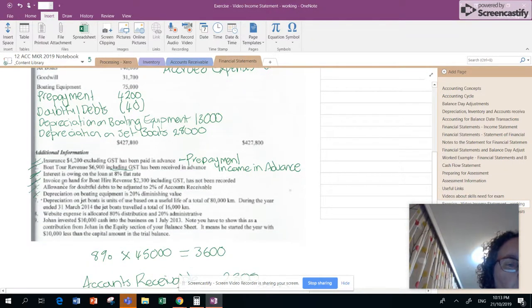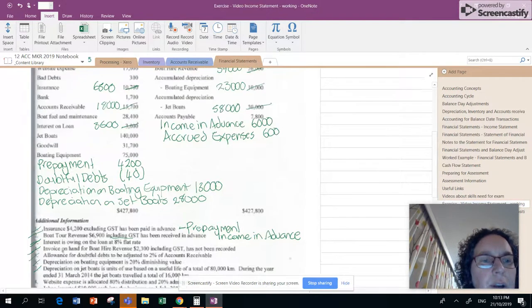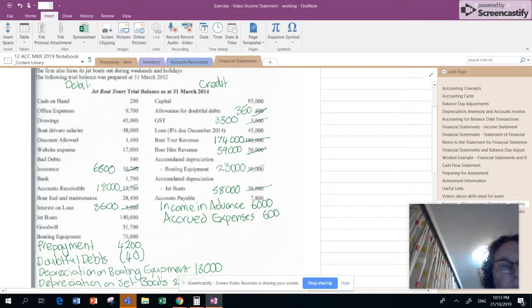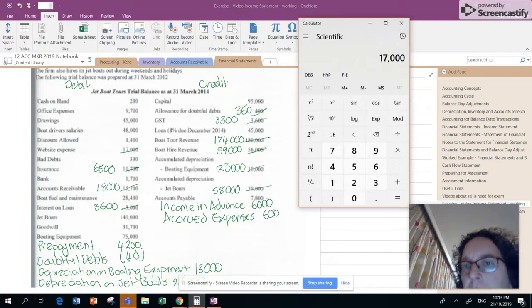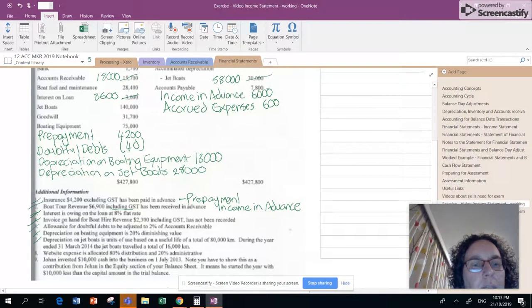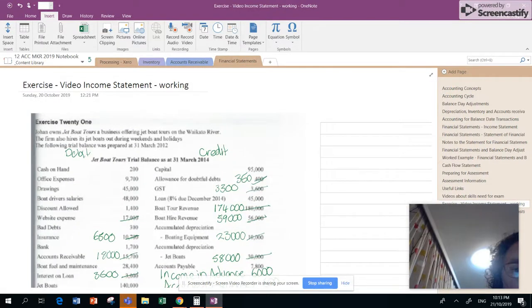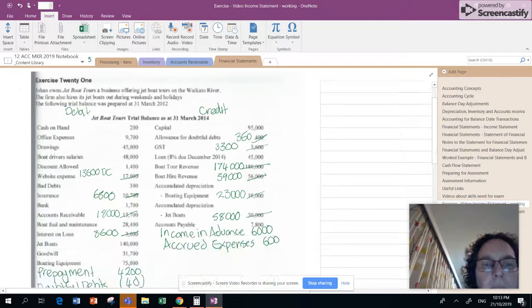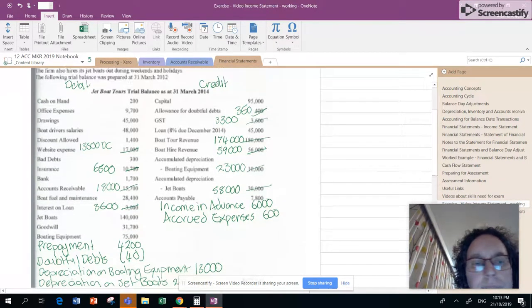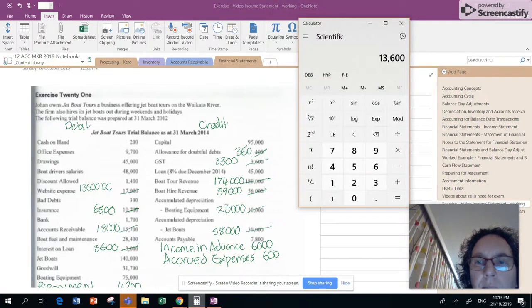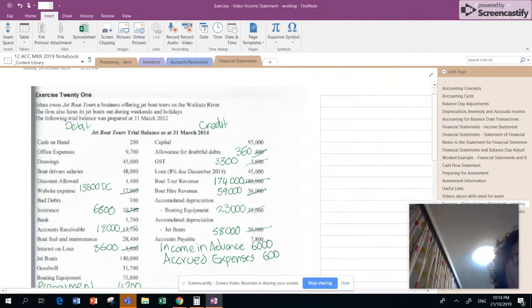Right. Website expenses allocated 80% distribution and 20% administrative. So we're going to our website expense and we're going to split it up. So 80%, which is 13,600, is going into our distribution. So 13,600 is distribution costs. And then the 20% is going to administrative. So 3,400 is administrative.